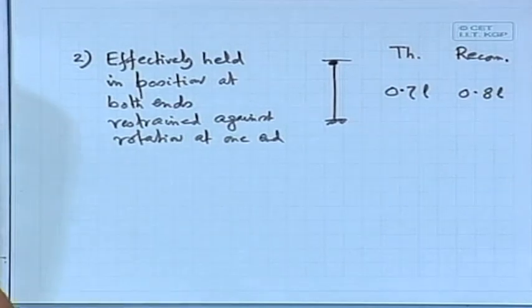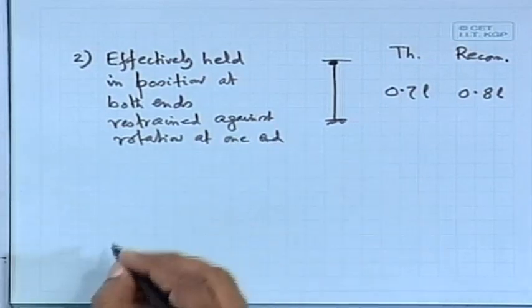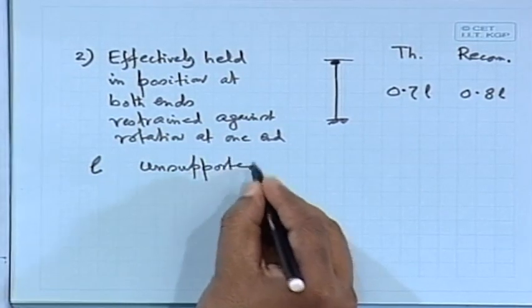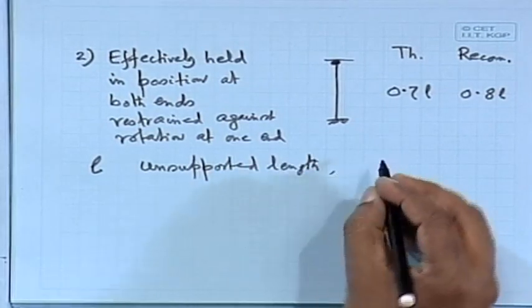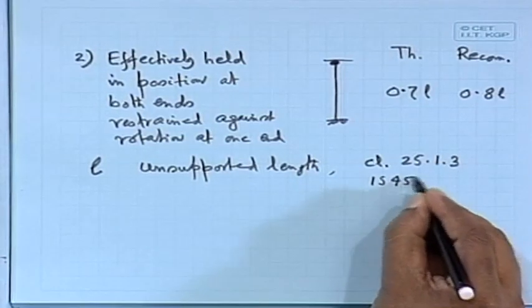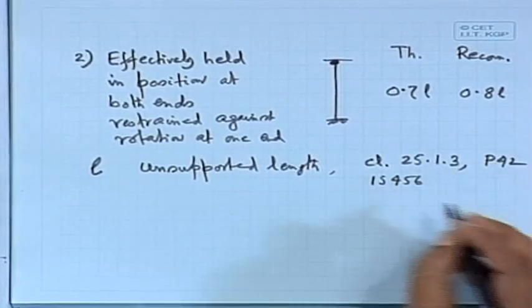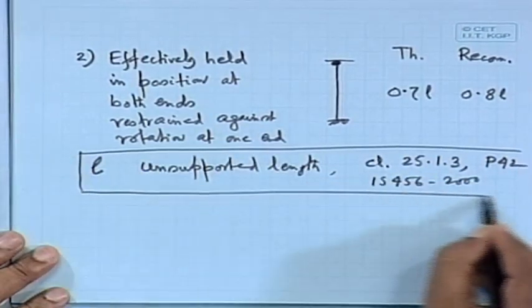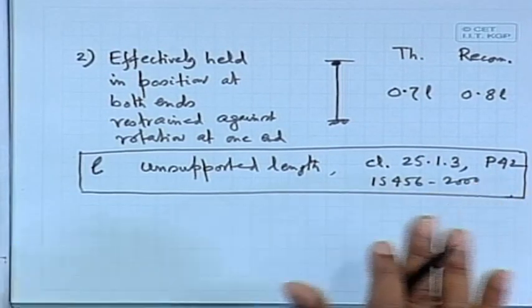Let me tell you here, because everything should be clear about what we are talking. So, unsupported length, let me write down here, unsupported length L. And you will get it in clause 25.1.3 of IS 456. Let us give the page number also, page 42, IS 456 2000. You will get unsupported length specifically in this clause.